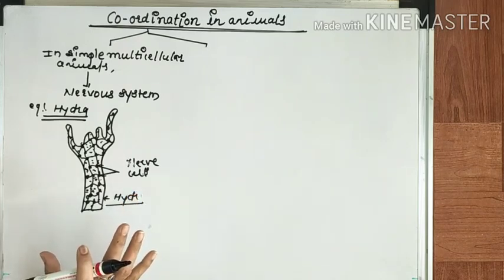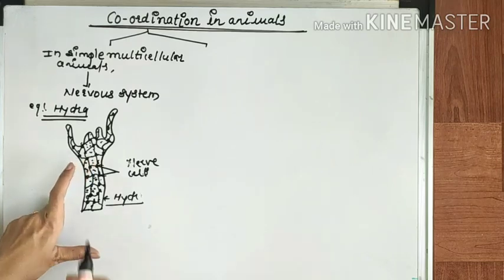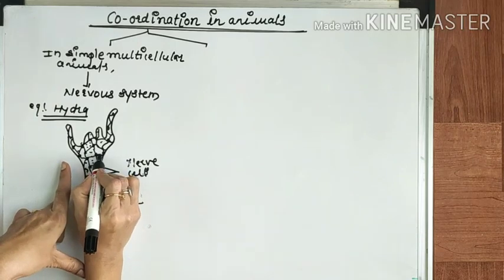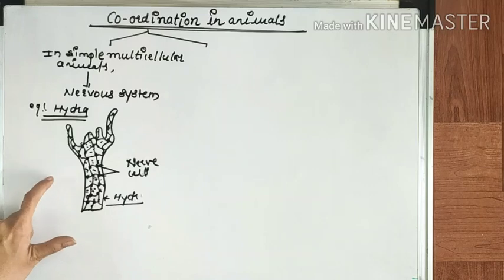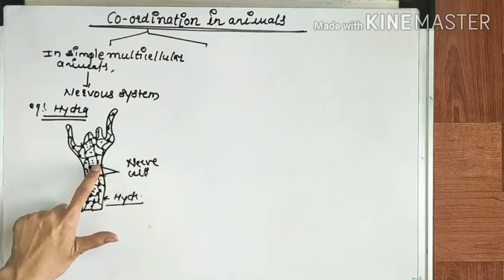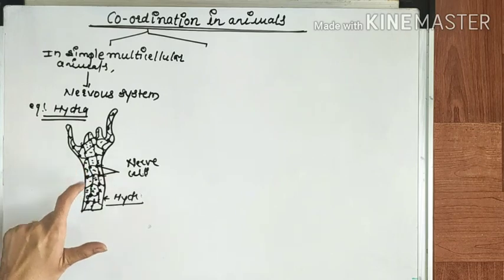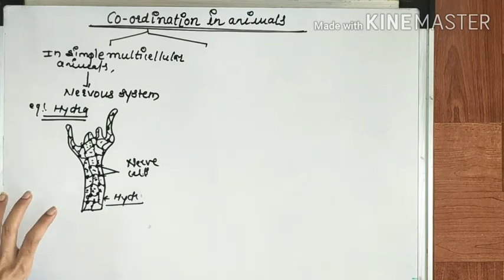Understood or not? You can see the structure of Hydra, right? And you can see the network of nerves. You can see this black dot, that is called a nerve cell. All the nerve cells are joined to one another, and this network is spread throughout the body. That type of control and coordination occurs in simple multicellular animals.